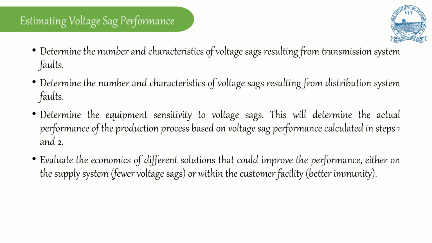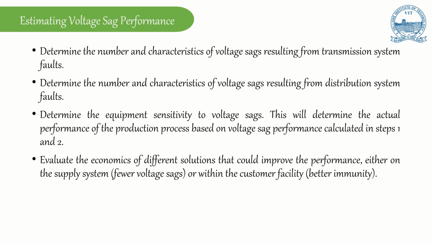And it is mandatory to estimate the impact of sag and its severity. In order to perform this, we need to consider several parameters or aspects on which the sag performance is being evaluated. So in that sense, the first thing that comes is, we need to determine the number and the characteristics of voltage sag that is going to happen as a result of faults in the transmission system. This is the first thing we need to look into.